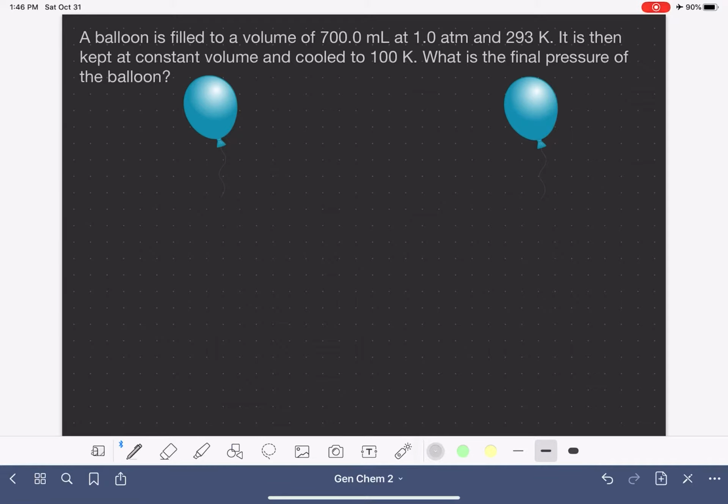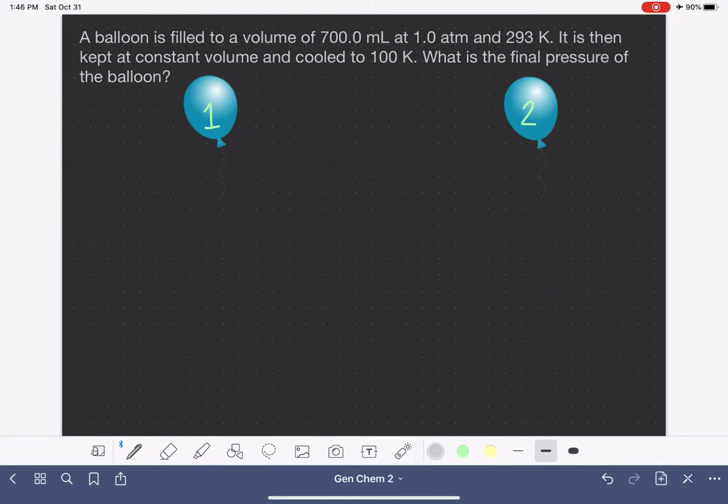Let's have a look at another problem where we are dealing with changing the variables for an ideal gas. In this problem, we are dealing with a balloon. The balloon is initially filled to a volume of 700 milliliters at 1 atmosphere and 273 Kelvin. And then it is cooled down to 100 Kelvin, and our goal is to calculate the final pressure of the balloon. So let's label the initial conditions of our balloon as number 1, and the final conditions as number 2.